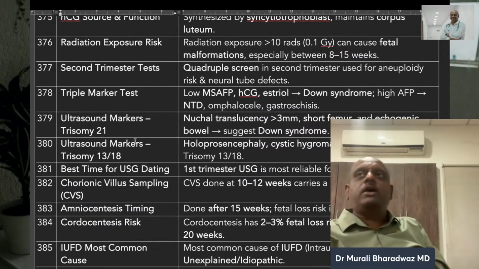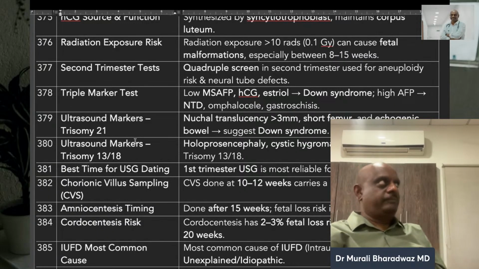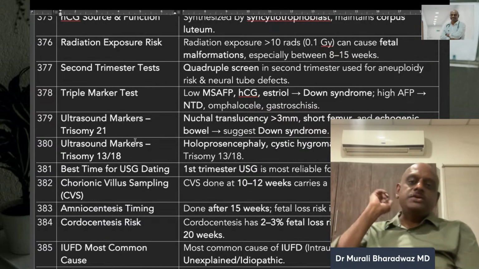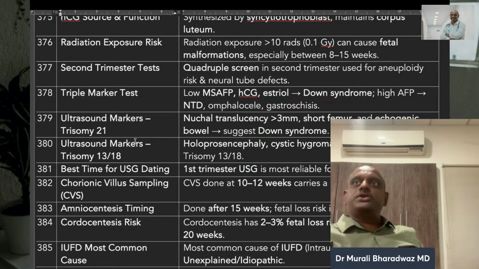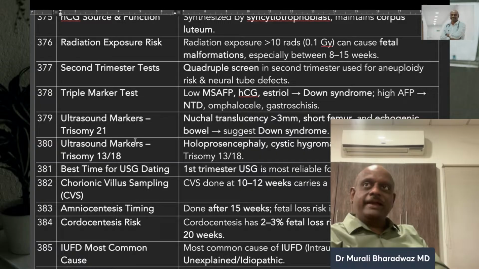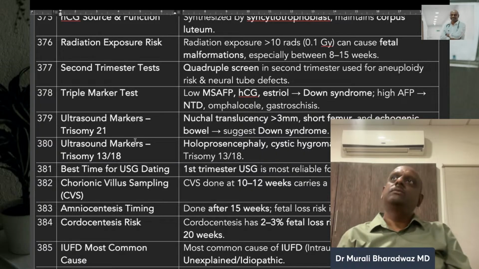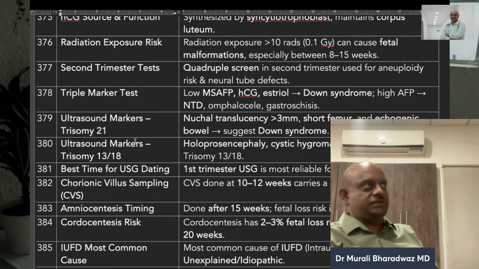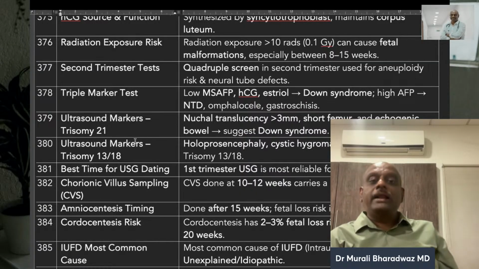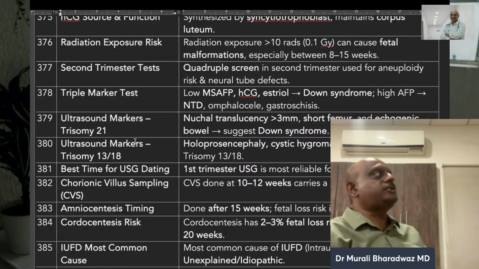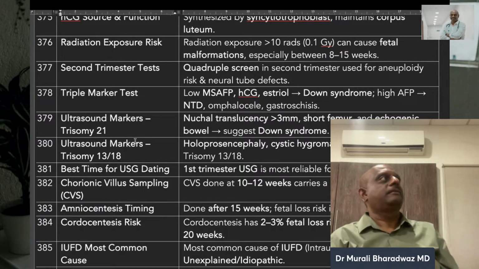In trisomy 21, how will you identify when you do ultrasound? If the nuchal translucency is more than 3 mm, there is a short femur and echogenic bowel. Why? Because Down syndrome babies have a risk for meconium ileus and all these complications. Hence, there's an echogenic bowel. Now, what are the ultrasound markers of trisomy 13 and 18?